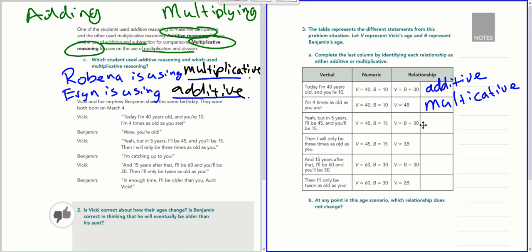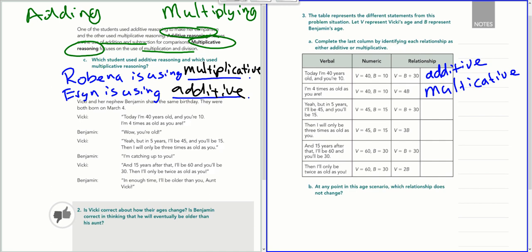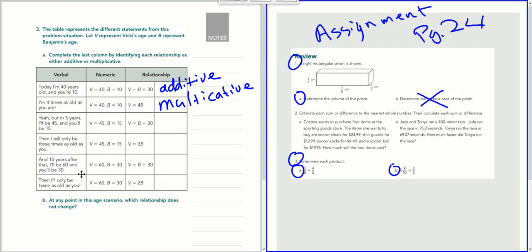Right? And then you can look down here and try to decide whether this is additive or multiplicative. Okay, so I would pay very close attention to this. Okay, what's happening here? And that's going to give you a clue. All right? So we wanted you to finish that.